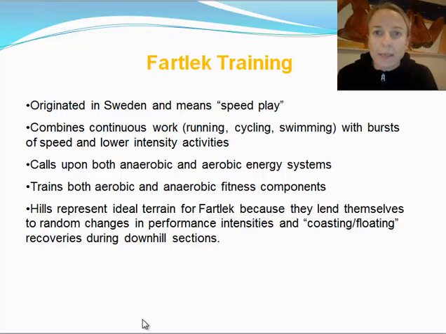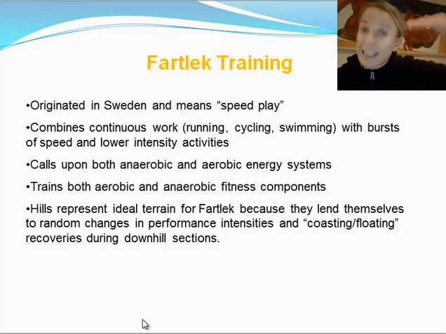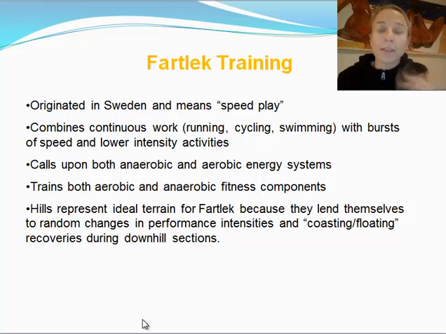And fartlek training is great because it's primarily aerobic, because it goes for longer than 2 minutes. However, because you are increasing speed periodically throughout the training session, you're also helping improve your lactate inflection point, if those speed segments of your training are done at that 85 to 87% of heart rate max. So fartlek training helps both the aerobic and the anaerobic energy systems.